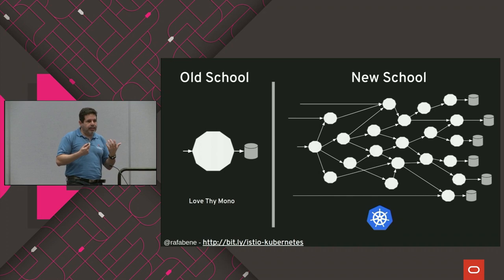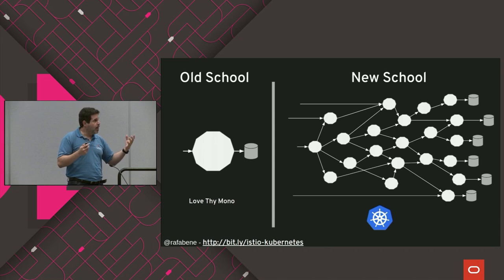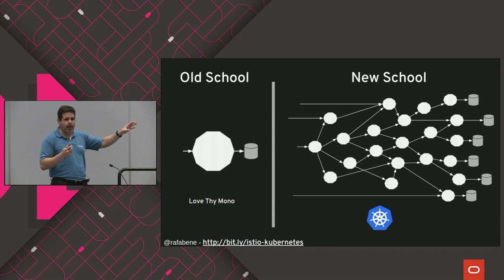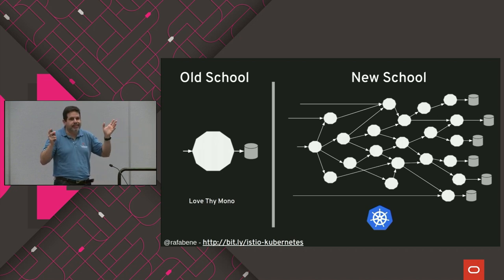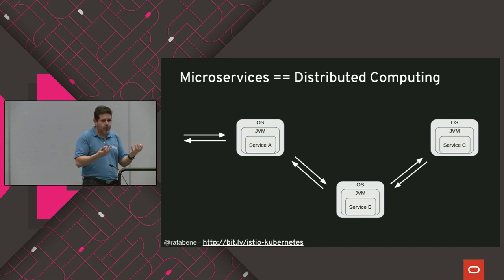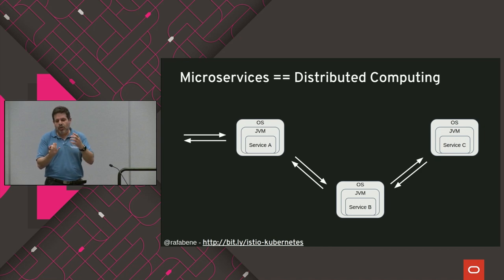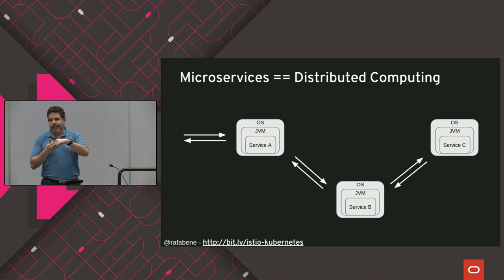But having that in mind, having a monolith was called old school, and producing microservices, deploying them on containers and running them on top of Kubernetes is called the new school. But no, microservice is not different from what we have learned in computer science school. There's nothing new. We are talking about distributed computing. We saw that in the IT industry. We saw that with Corba, for those who have been in the industry for more time. We saw that with Java RMI, EJBs.